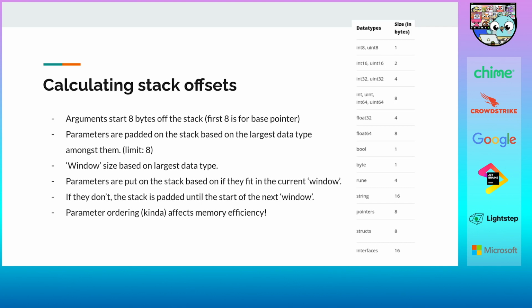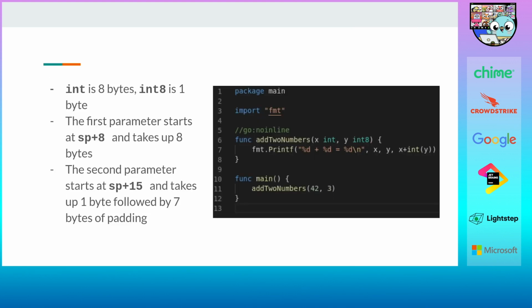So if you have 1 byte, if the window size is 8 and you put on, let's take a look at an example before we go into that.